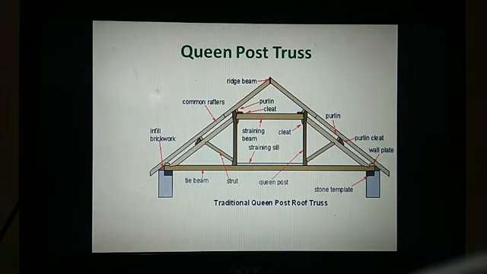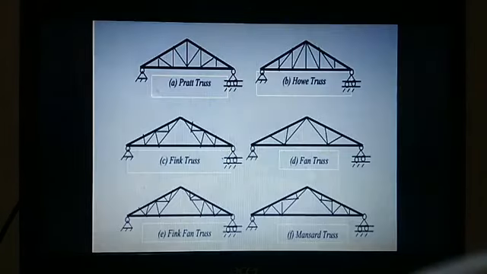So this is the queen post truss. Generally, these king post and queen post trusses are used for timber structures. And these are the different types of pitched roof trusses, like the Pratt truss. So you can see the Pratt truss internal members, are they zero force members?